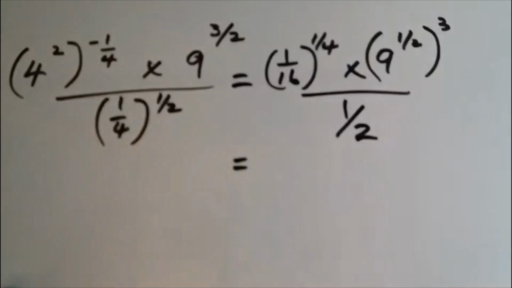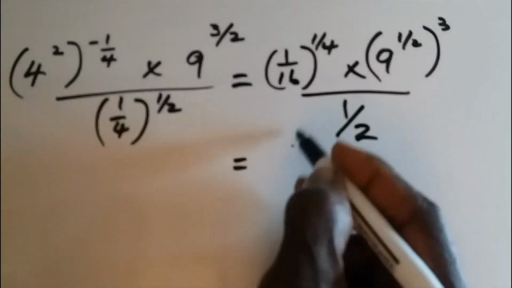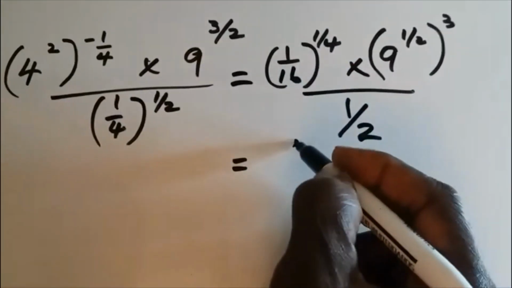Our next step is to evaluate what is the fourth root of 16. We know the fourth root of 1 is 1. The fourth root of 16 is 2, because 2 times 2 times 2 times 2 is equal to 16. So this evaluates to a half in the numerator.